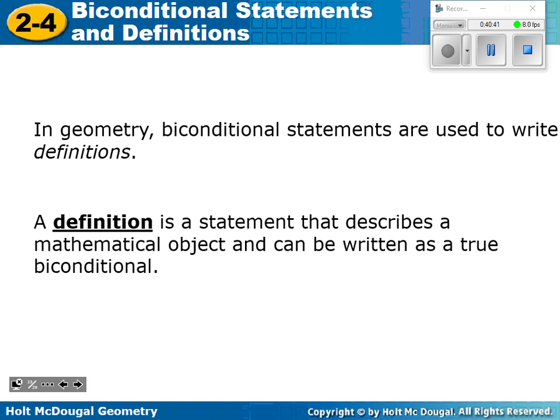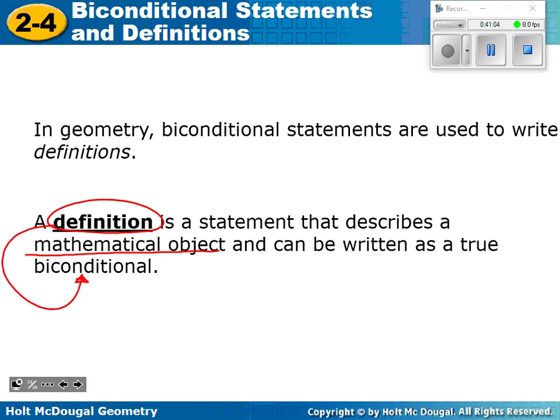So a definition for our class is a statement that describes a mathematical object. But a definition could describe any object, right, in every class. But for our class, our definitions are going to be statements that describe mathematical objects. And I've said this at least 2 or 3 times already. Every definition can be written as a true biconditional.